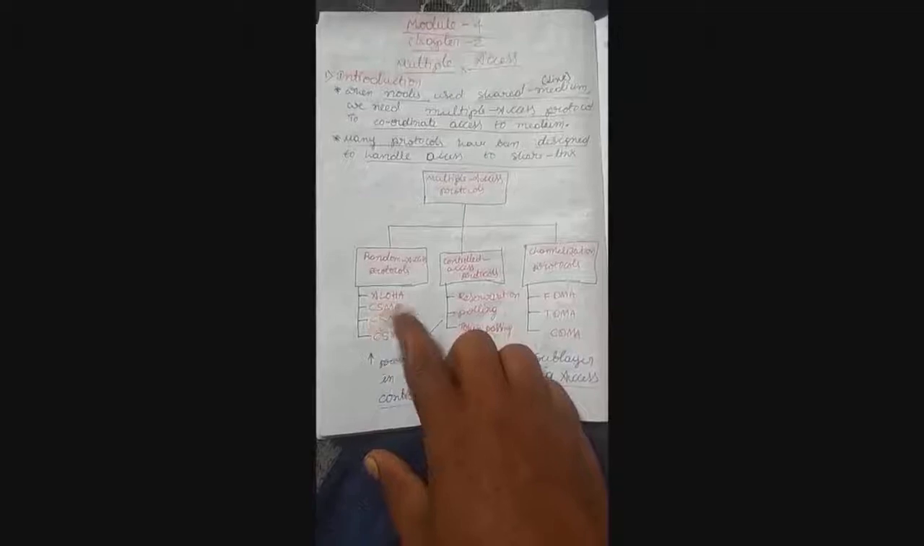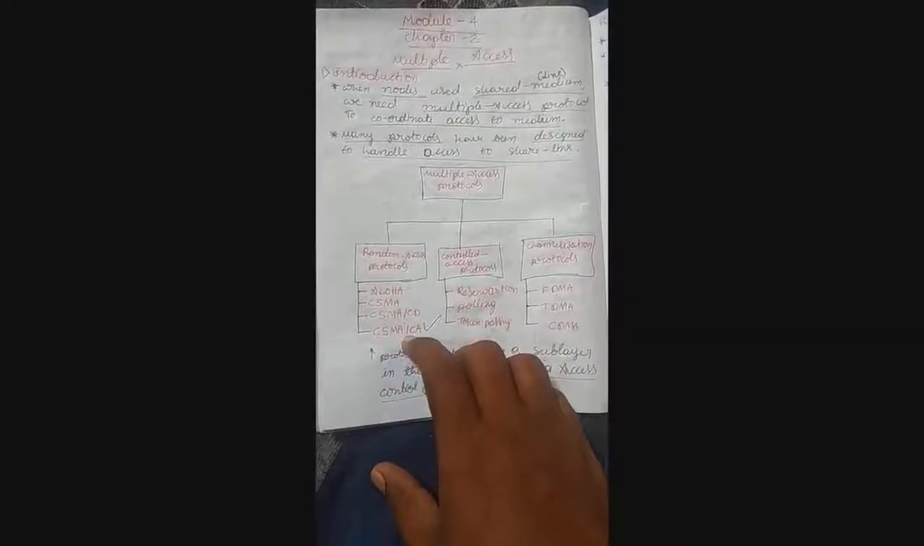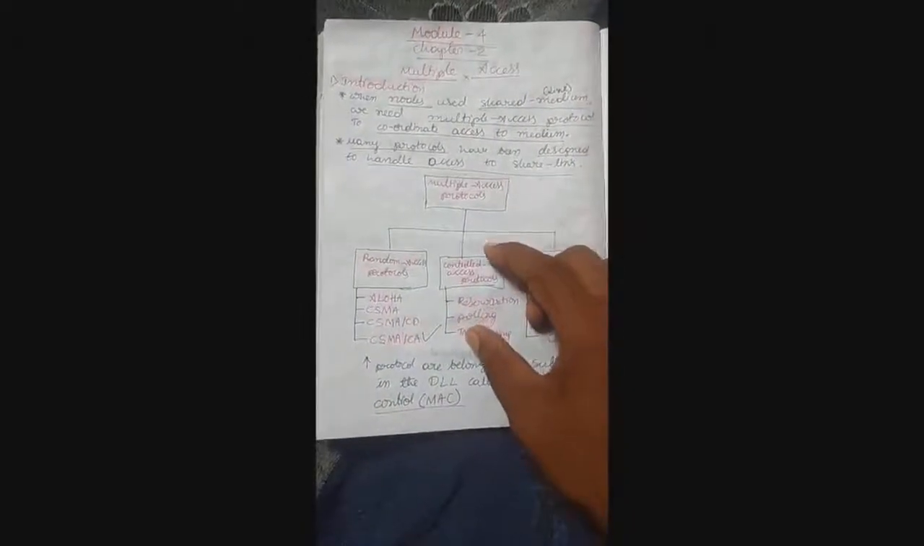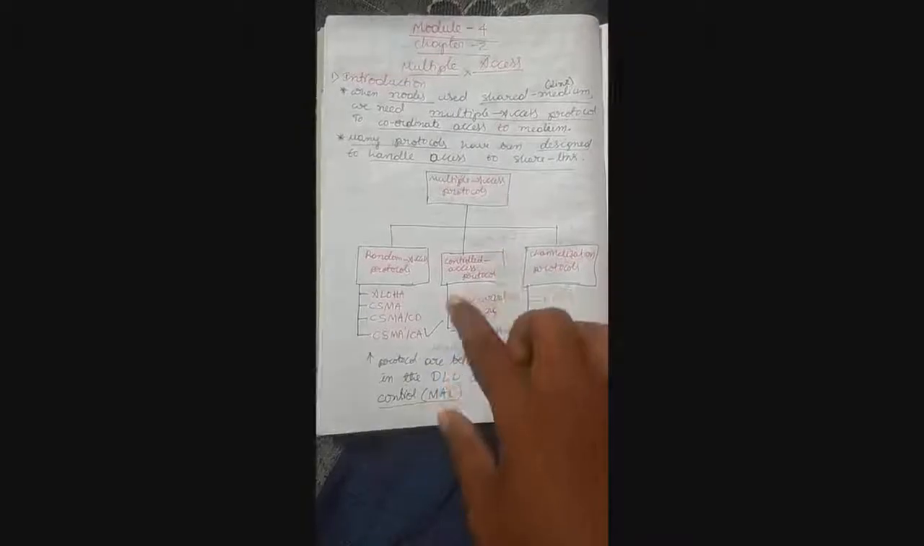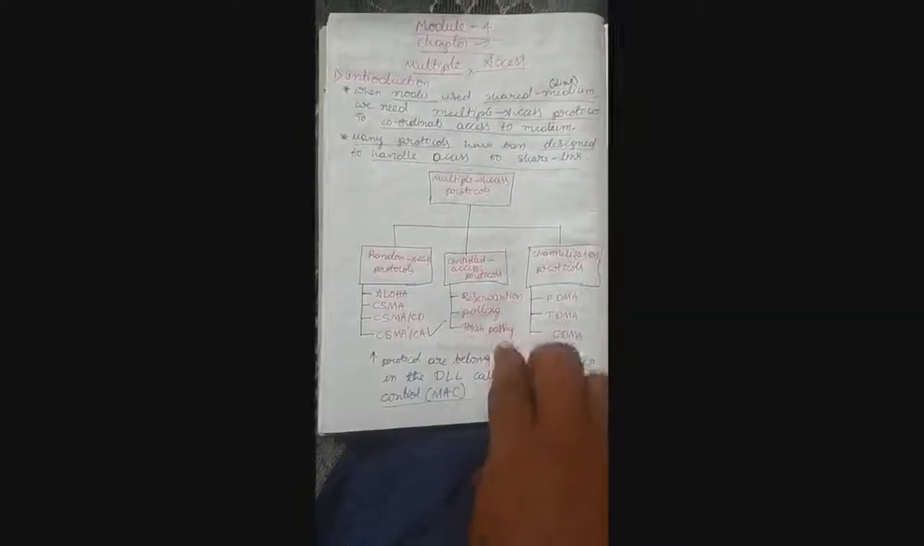Aloha, CSMA, CSMA/CD, CSMA/CA. In the next video I am going to explain controlled access protocols: reservation, polling, and token passing.